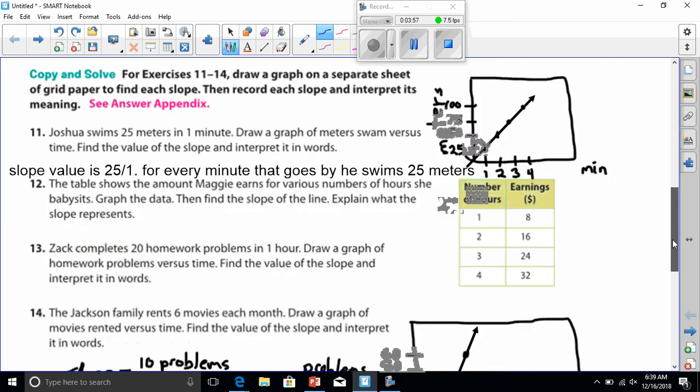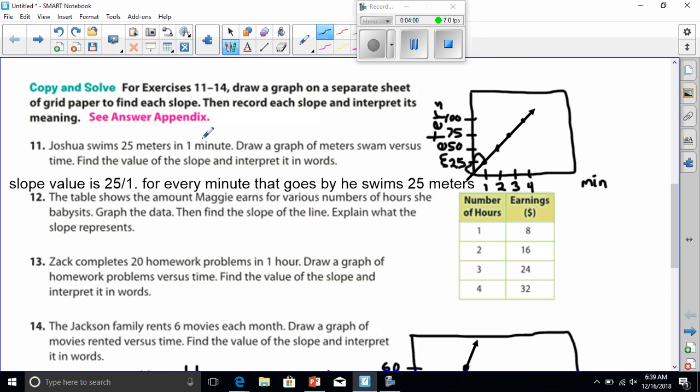All right, let's move to number 11. It says, Joshua swims 25 meters in 1 minute. Draw a graph of meters swam versus time. So I did. I made my graph here. And since he swims 25 meters in 1 minute, I made my bottom column minutes and my side column meters that he swam. And at the first minute, I put a dot at 25. I drew a line through my origin through 25, and then I was able to plot where 50 is at 2 and where 75 is going to be next to 3. And then at 4, I'm at 100 meters.